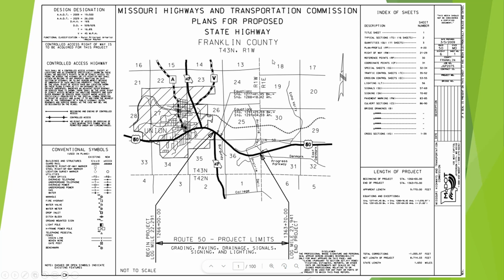The important part about this, though, is the map we have in the middle and the project limits that is shown below. So all title sheets will have this information. It may vary from project to project, but you'll have all this information on it.